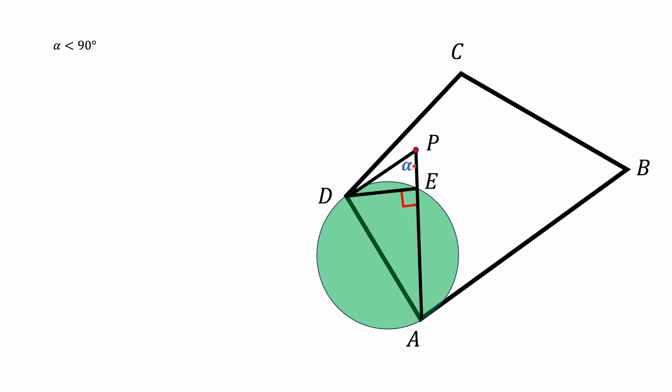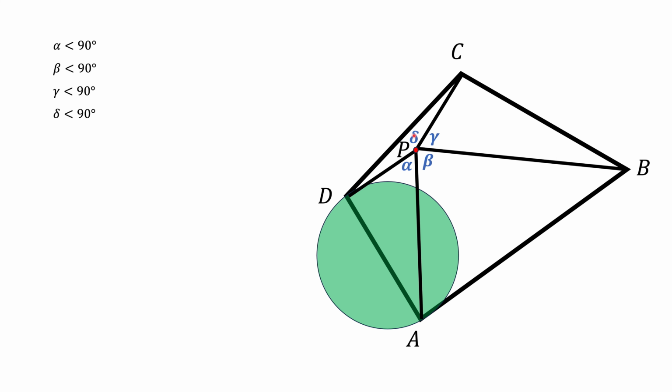But we know that point P lies outside all four circles. But that means that angle beta should also be less than 90 degrees. Angle gamma should be less than 90 degrees. And angle delta should be less than 90 degrees. And now we're going to add all these four inequalities. And we get that the sum of all these four angles should be strictly less than 360 degrees. Well, but that's impossible because the sum of all these four angles should be exactly 360 degrees.